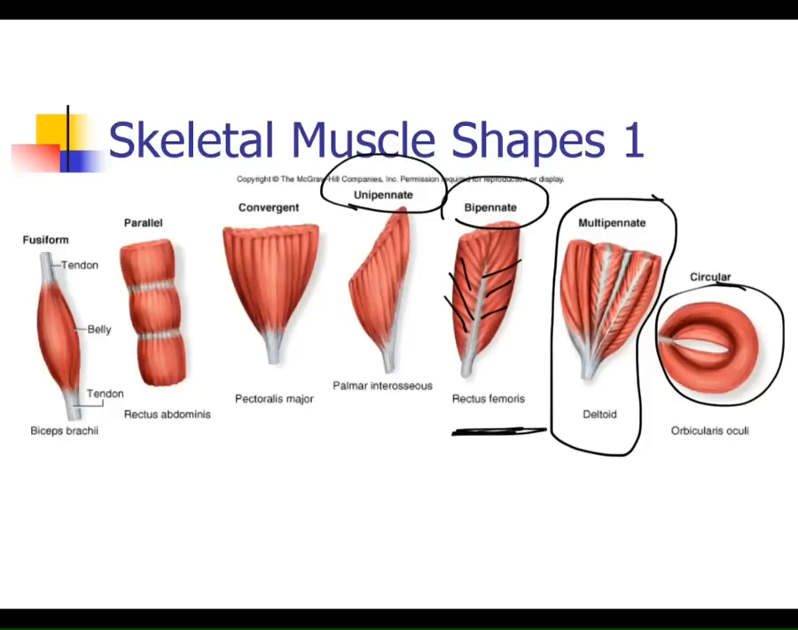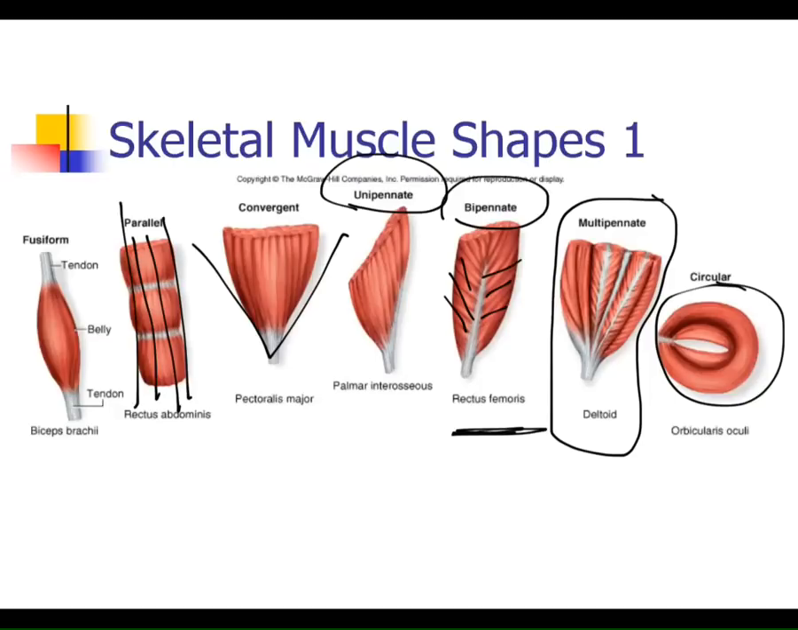Because that angle that the fibers come into the tendon creates more power. So your deltoid, right, it's a very strong muscle. Your rectus femoris, very strong muscle. Here's the pectoralis major, that convergent, that triangular idea. The rectus abdominis, parallel, right? You see that the fibers are running parallel one to another.